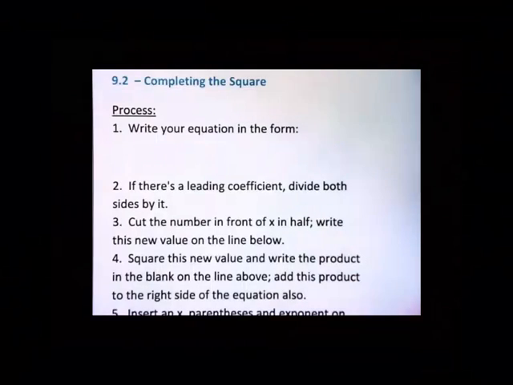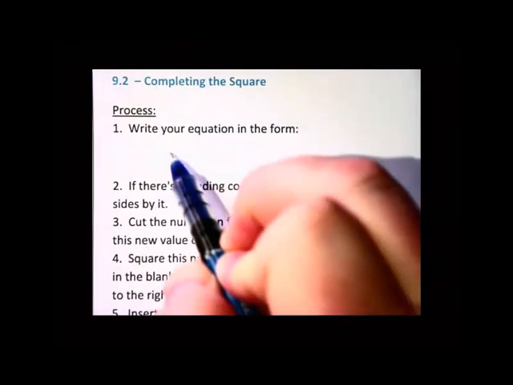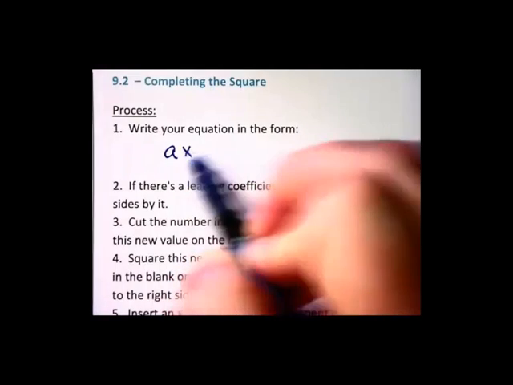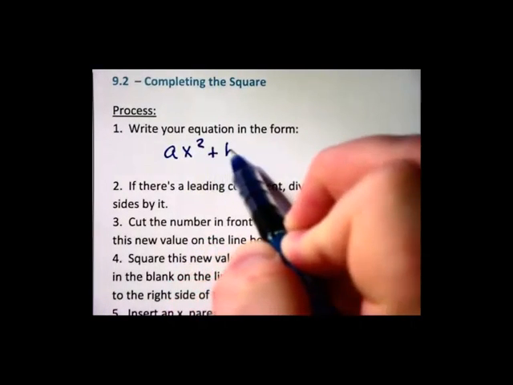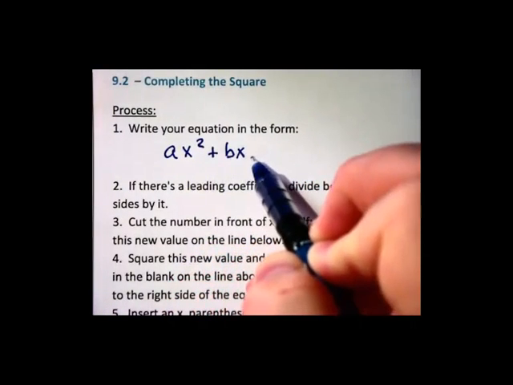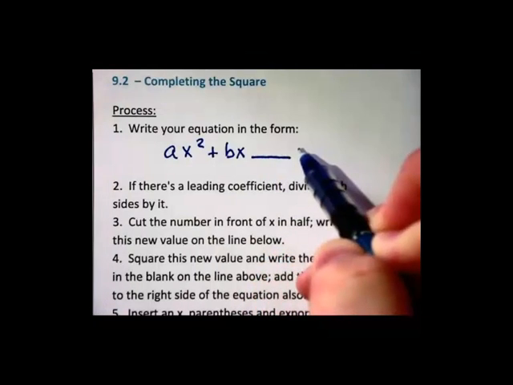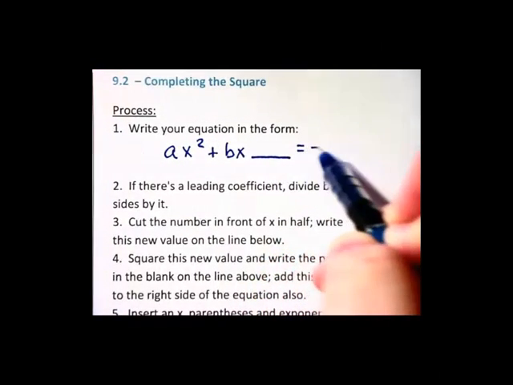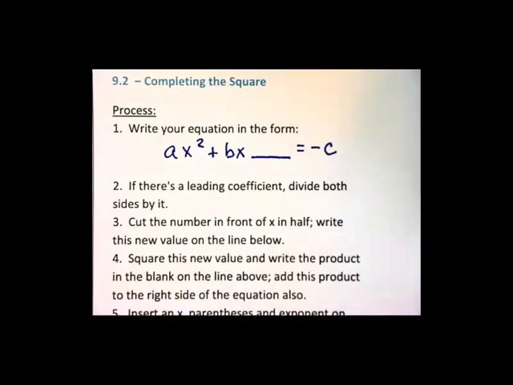In this video we learn the process of completing the square to solve quadratic equations. The first step is to write your equation in the form ax squared plus bx, and I want you to leave a blank, and take the plus c equals 0 and write it as equals minus c.